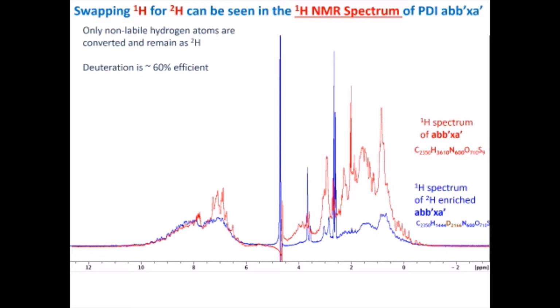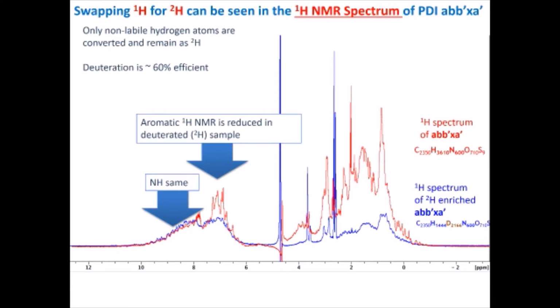When there are exchanges with the hydrogens in the solvent, those will not get converted. So we are looking at a deuteration of non-labile hydrogens. And the NH is the same because you have that interchange, that acid-base exchange between the hydrogen attached to the nitrogen in the peptide bond and the protons in the solvent.